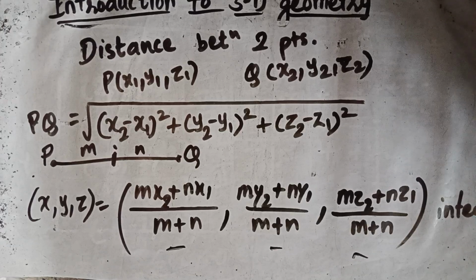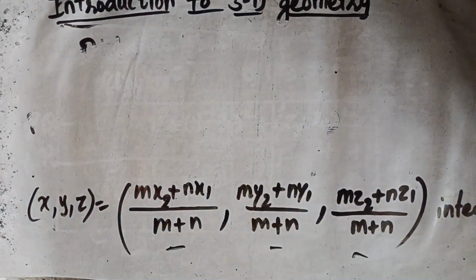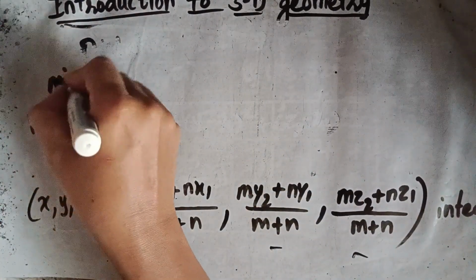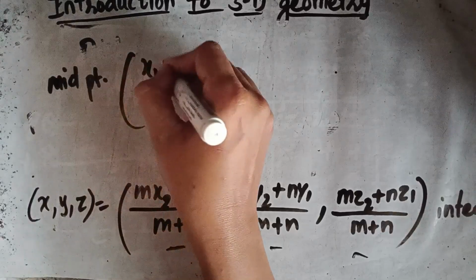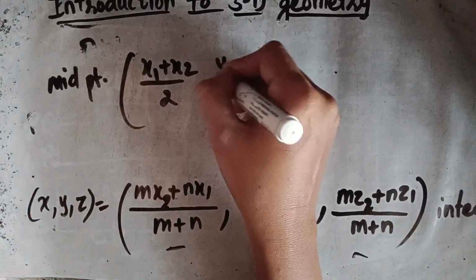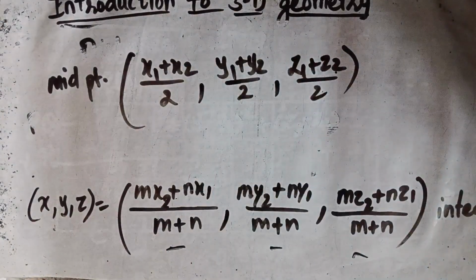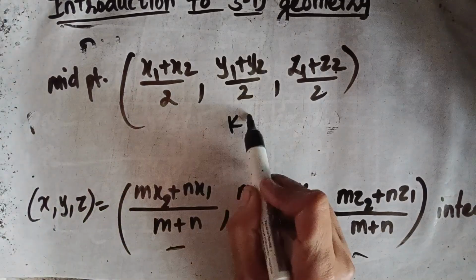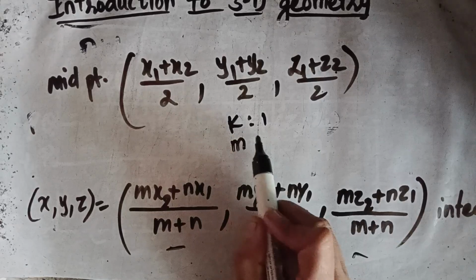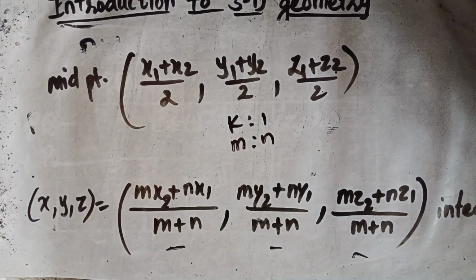Then midpoint, same way as we have in 2 dimensions. Midpoint is given by (x1 plus x2) by 2, (y1 plus y2) by 2 and (z1 plus z2) by 2. Then there is one more case in which the ratio is k is to 1. That time you have to substitute m is k and n is 1.